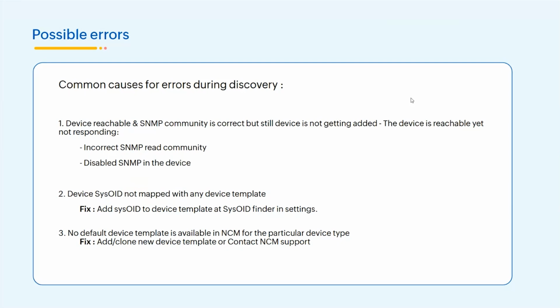Now, another scenario is when there isn't a default device template available in NCM for a specific device type. Here you have a couple of options. You can either add or clone an existing device template that fits your needs, or you can reach out to NCM support and let them know that you need that particular device template, and they'll help you get sorted.